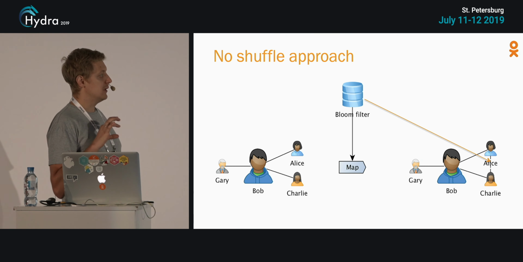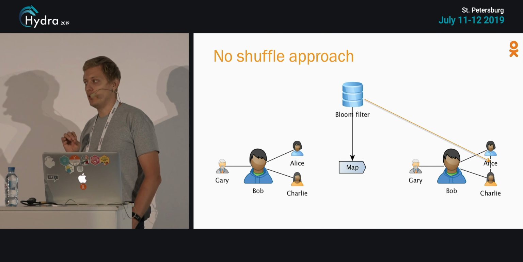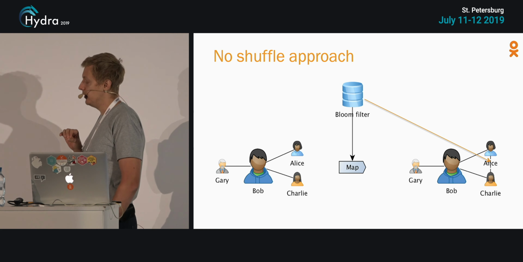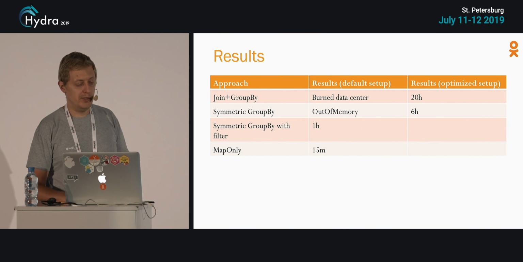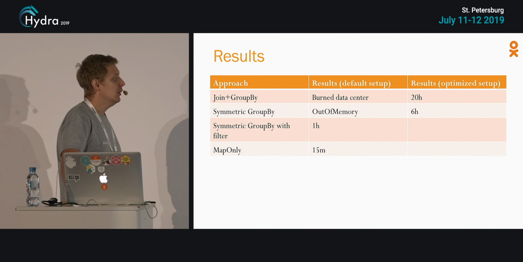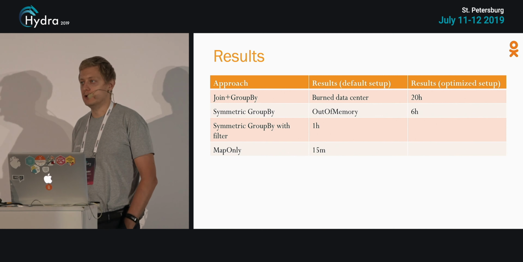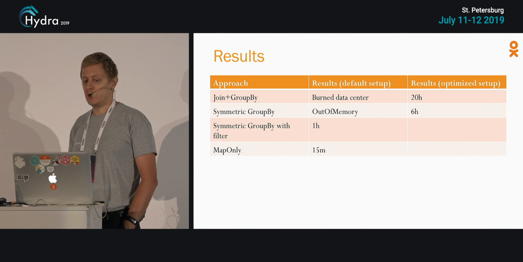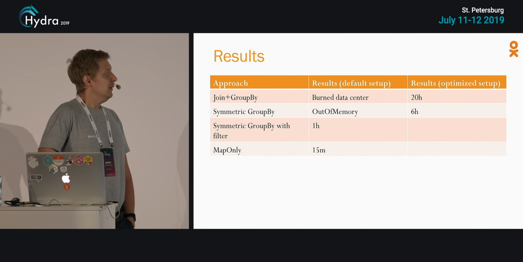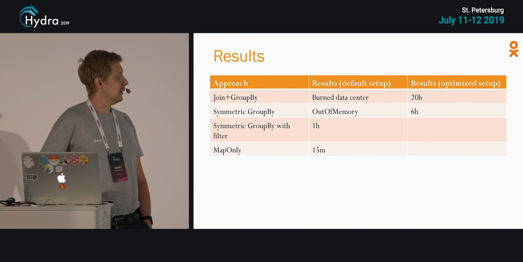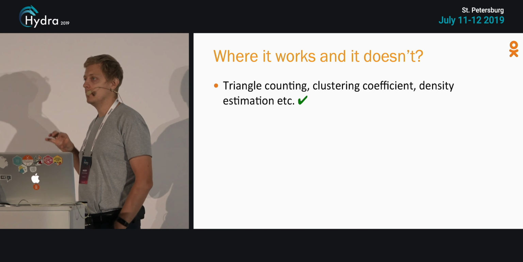Of course, this EGA subgraph won't be precise. It will contain some extra edges depending on the Bloom filter precision. But it works pretty fast. So with a map-only phase, we can get the EGA subgraphs in 10 to 15 minutes, compared to the 20 hours we were starting with when experimenting and burning data centers. But it works only in certain cases.